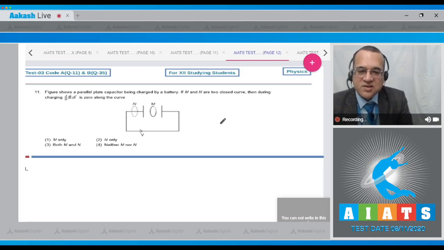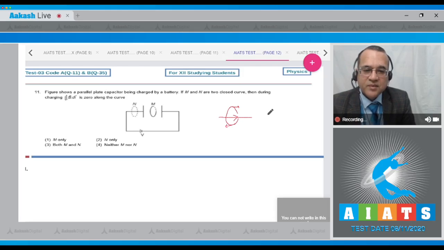Now dear student, let's see, this was a circuit, this was being charged, and we are considering this loop, and along the loop there is a magnetic field, right? Then in this case, for B·dl, I'm taking the loop N over the closed path. This is not equal to 0. This is equal to mu naught times the current flowing through this, called the conduction current.